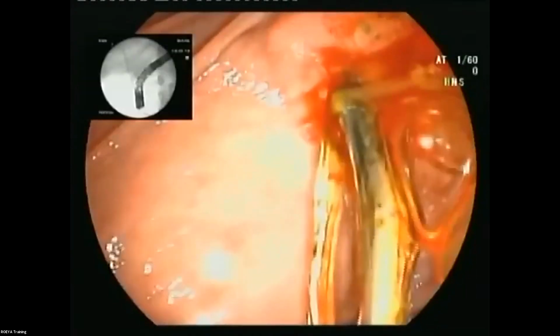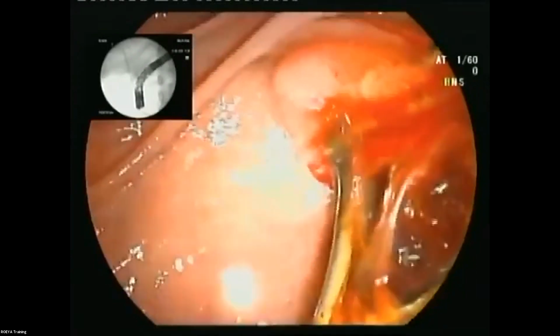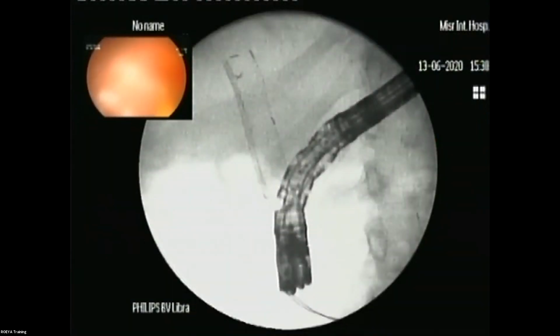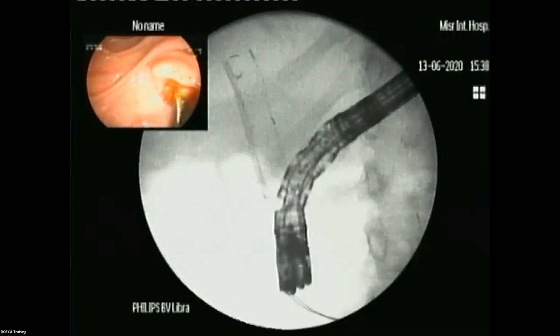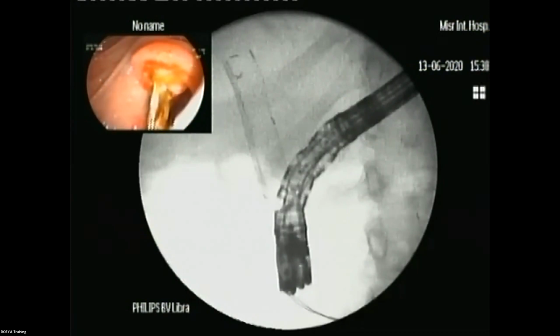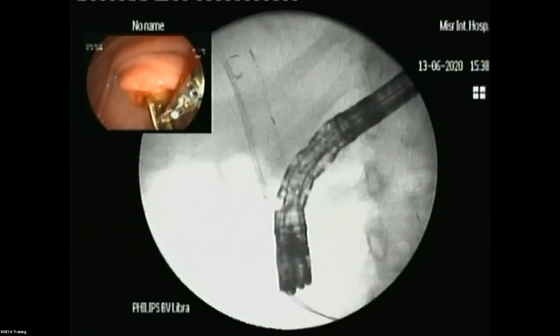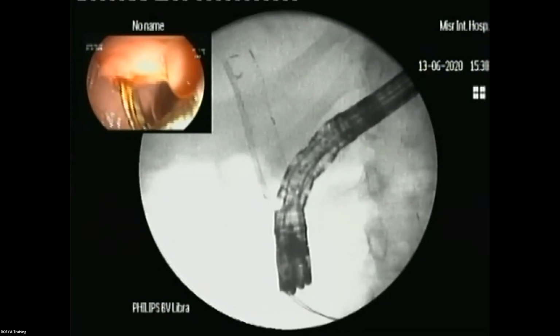Actually, I prefer to use the snare. If I succeed, well and good. If not, I can use the basket. If I succeed, well and good. If I didn't succeed, I use the rat tooth. But I have to be sure that the stent is still capable of being caught fully, because sometimes when you leave the plastic stent for a long time and the patient forgets to return to his doctor to remove it, the stent will be very friable and will be detached in pieces, like Hani showed us now.